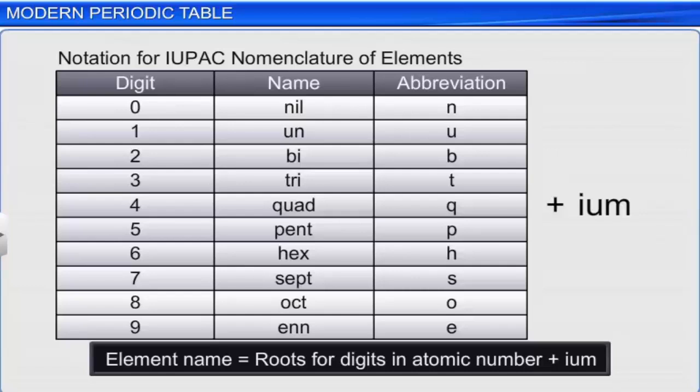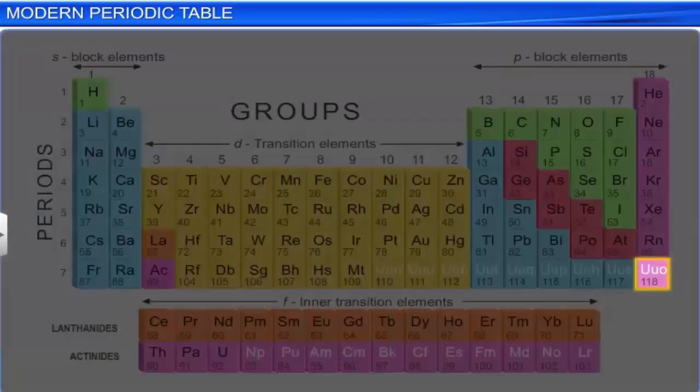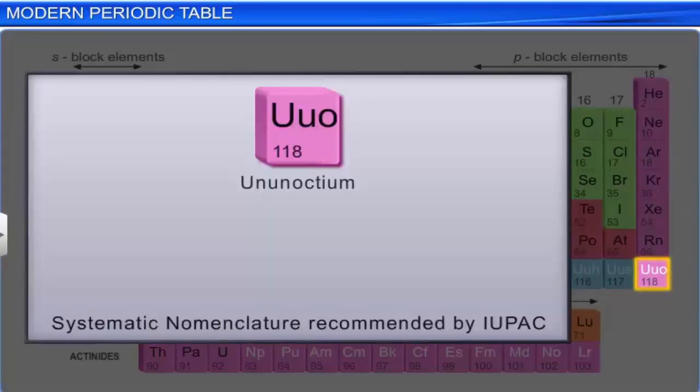For example, an element with atomic number 118 should be named as ununoctium, from 1 equals un, 8 equals oct, and ium. And the first letters form the temporary symbol of the element, Uuo.